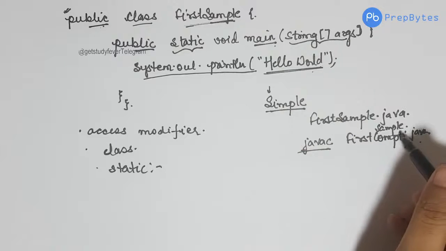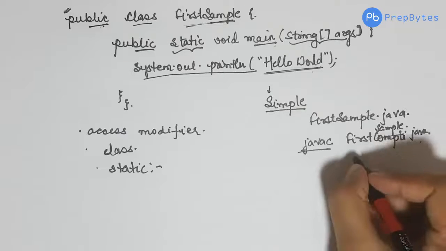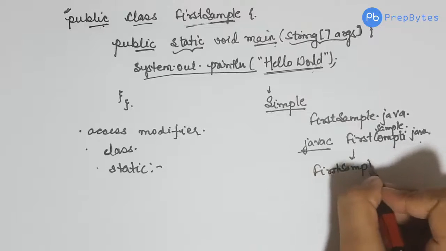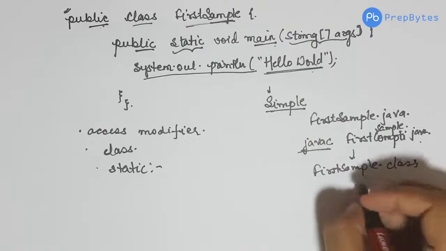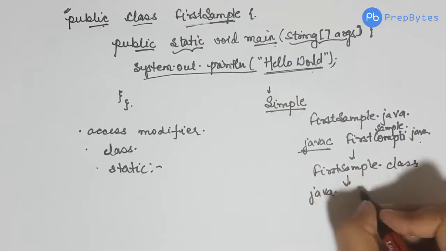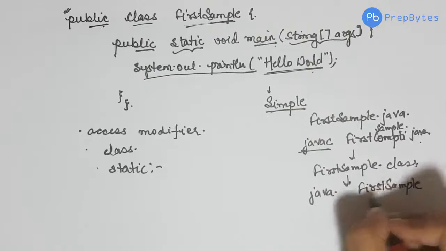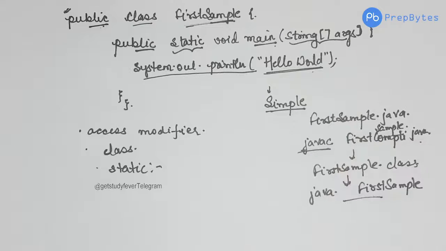After you have done the compilation, FirstSample.java gets converted into bytecode and we get FirstSample.class. When I have to run this particular code, I run it using java FirstSample, the name of the program. So this is how I compile a Java program and run a Java program.